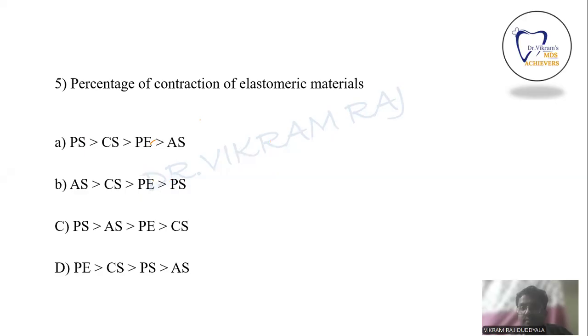These are the ascending orders and descending orders. These are also easy questions, but at the same time, definitely this is going to take some 20 seconds, because you know that addition silicone has the least contraction and polysulfide has a higher contraction rate. But you have to arrange them in a proper sequence. That is polysulfide, condensation silicone, polyethers, and addition silicone. Here it is a descending order. Firstly polysulfides, then condensation silicones, then the polyethers, and addition silicones are the ones which have a very low percentage of contraction.